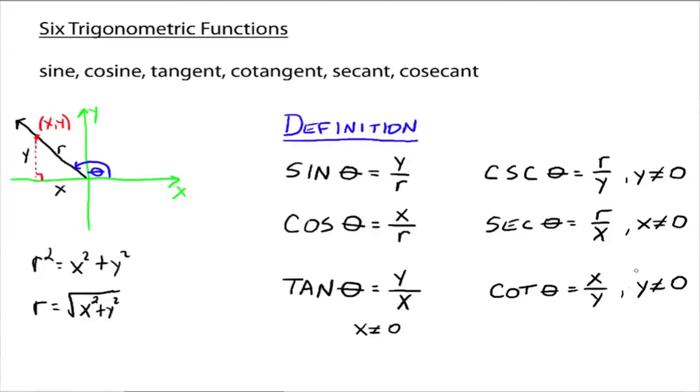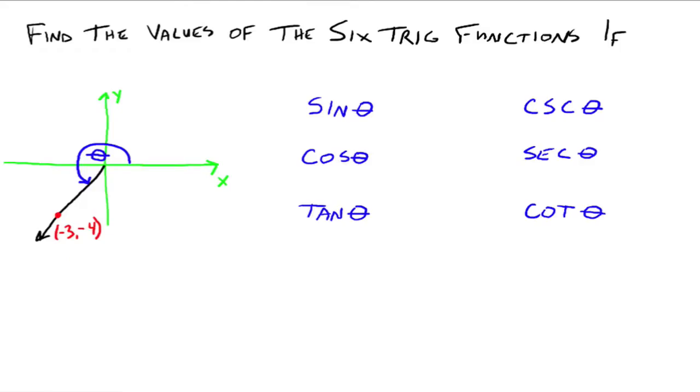Make sure you understand these notations because we all want to make sure that we know what we're talking about. Alright, find the values of the 6 trig functions if, here's your angle, and there's your point. So what do we need to find first? You know what the x value is, the y value is, you need to know what that r is.